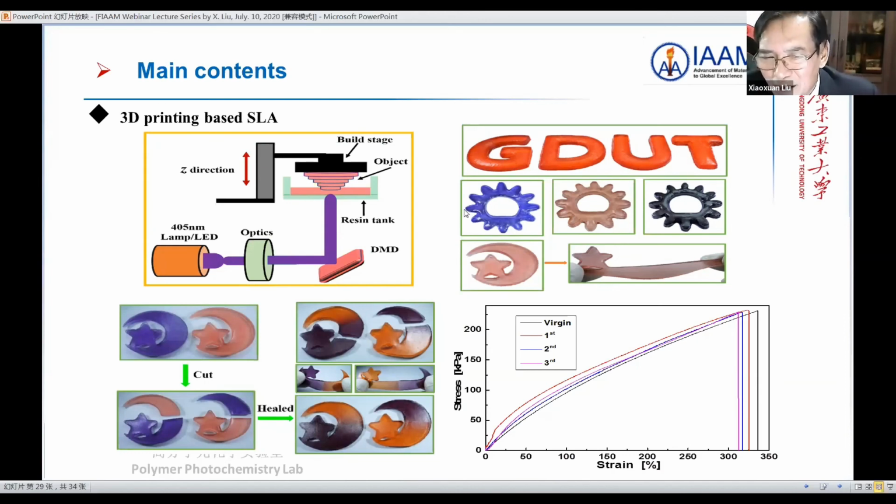The melted stars have good healing ability, good mechanical properties, and self-healing abilities. It is up to 95% for the mechanical properties.